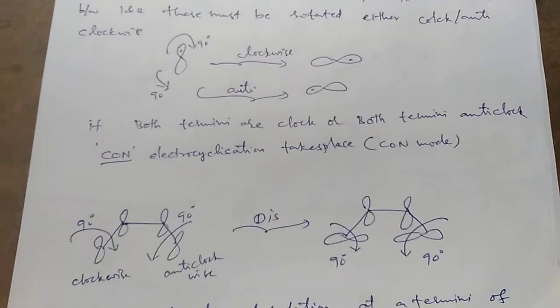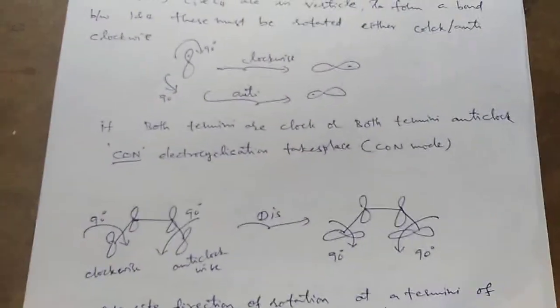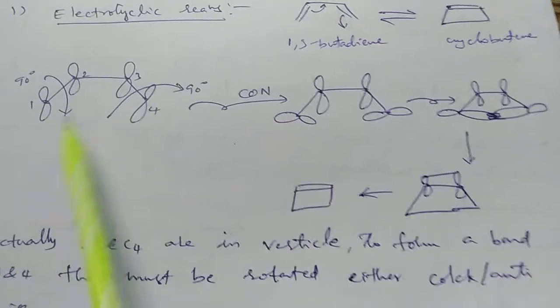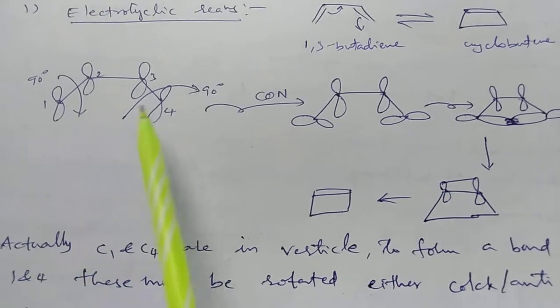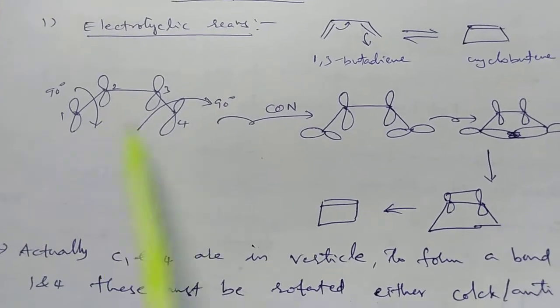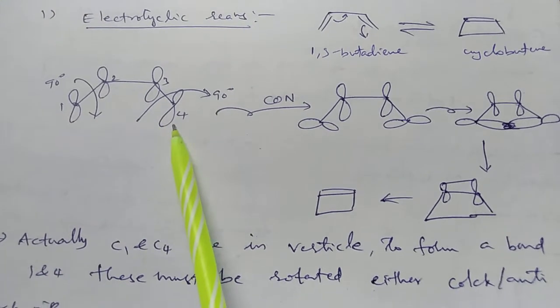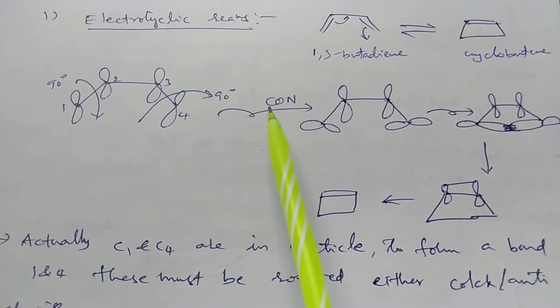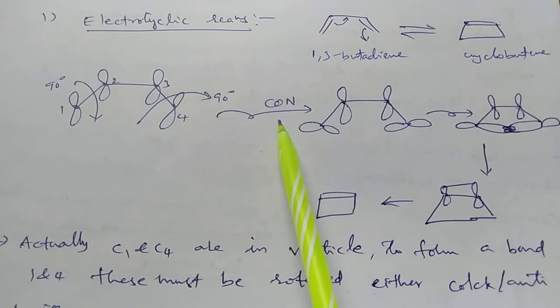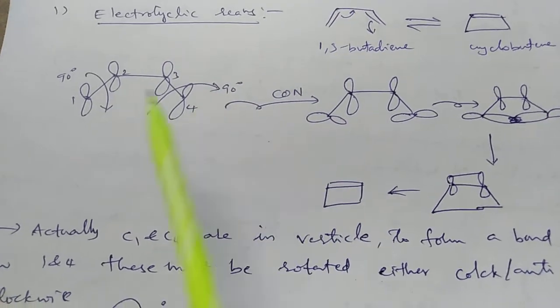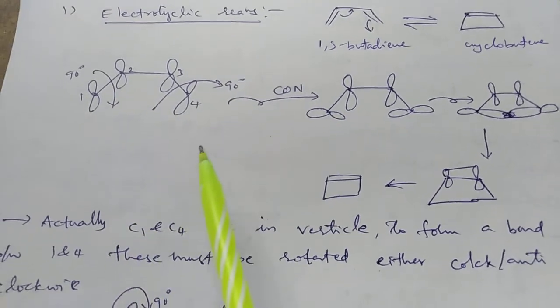of electrocyclization. So in this compound, at both the termini, meaning C1 and C4, we are rotating these carbons by 90 degrees in clockwise direction, so that con mode of rotation takes place at the termini of the carbon.